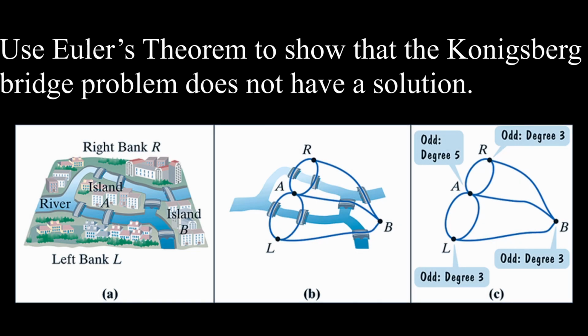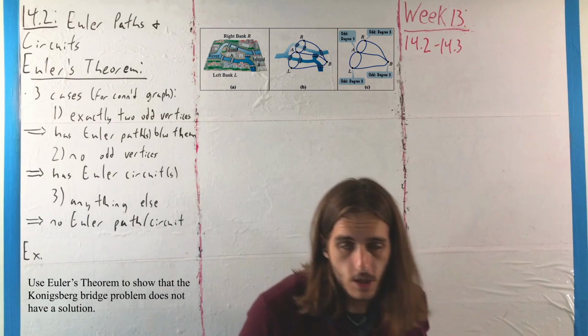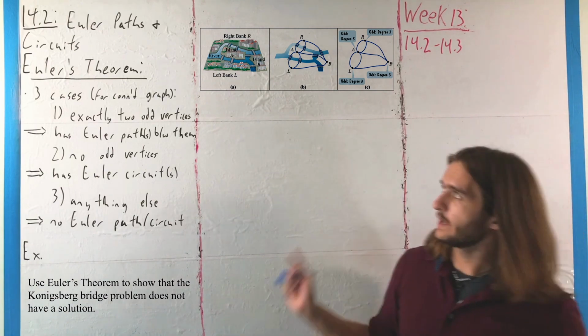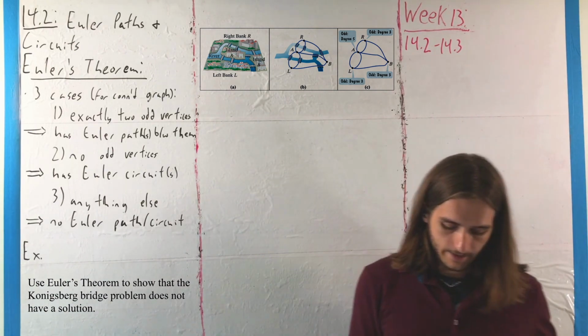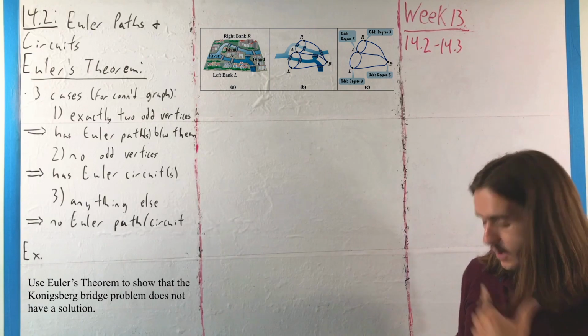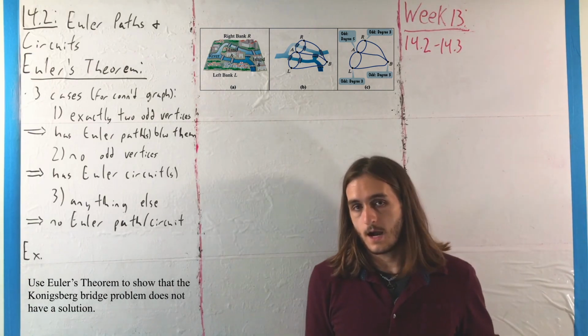So for our third example here, we're going to recall the graph from the Königsberg bridge problem and use Euler's theorem to show that the problem does not have a solution. So what we're going to do here is look at that picture we have for the graph and recognize that on that graph all of our vertices are odd.